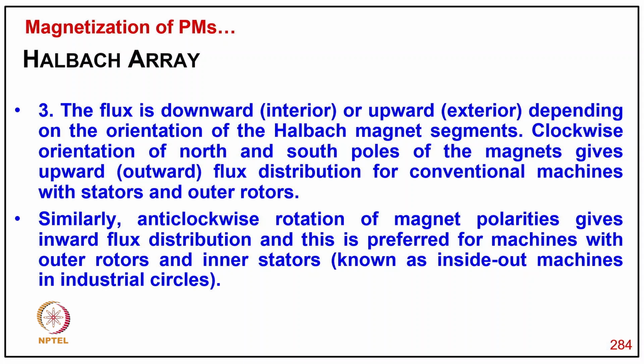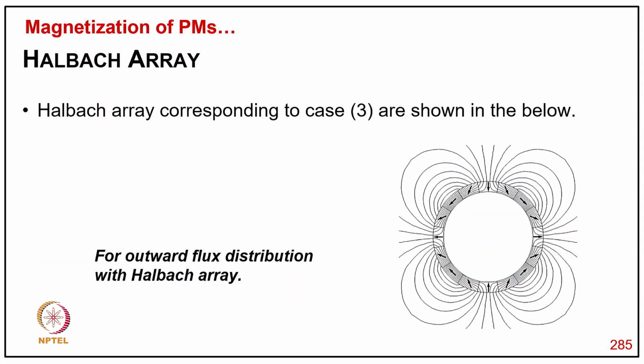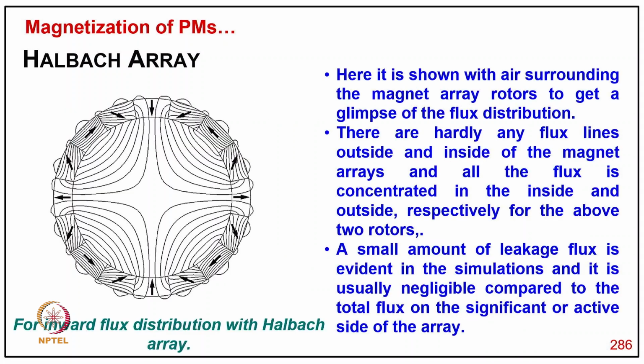Clockwise orientation of north and south poles of the magnets gives the upward flux distribution of a conventional machine with the stator outside and rotor inside, and similarly anticlockwise rotation of the magnet polarity gives the inward flux distribution. This is preferred for magnets with an outer rotor, known as an inside-out machine in industrial circles. So this Halbach array corresponds to case 3 as shown here, typically for outside flux distribution with Halbach, and this is the inward flux distribution with a Halbach array.